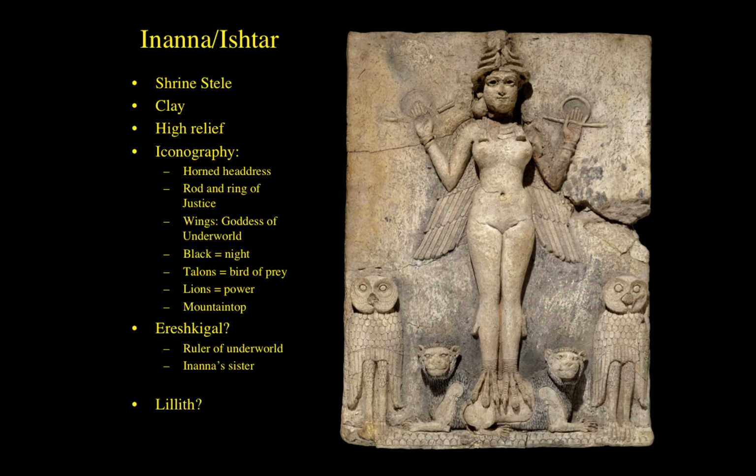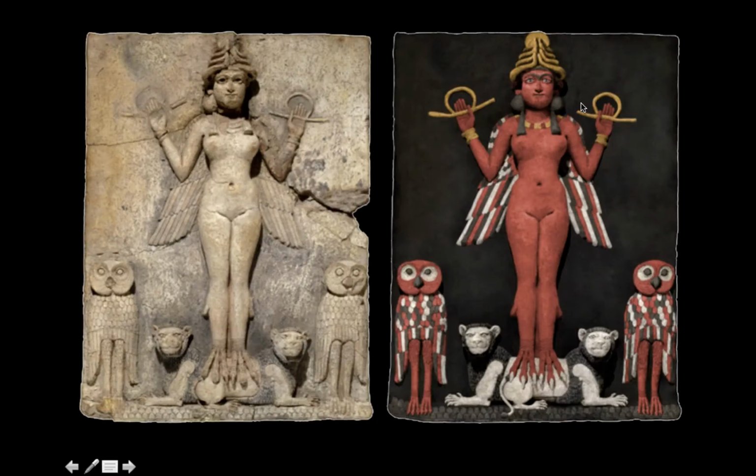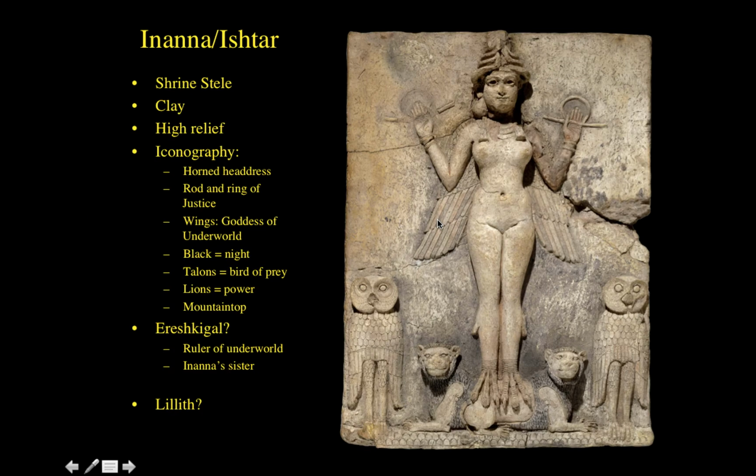Also, this panel was painted, and you can see it here, black, the color of night, and also owls who can see at night, and then also the talons on the bird, and also on her feet. Notice she's a hybrid figure. She can go down and capture. And then the lines that are there are symbols of power.